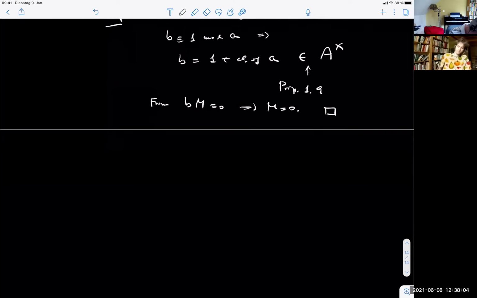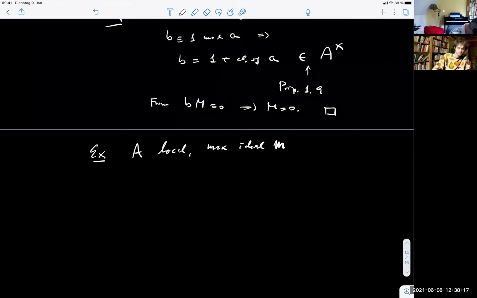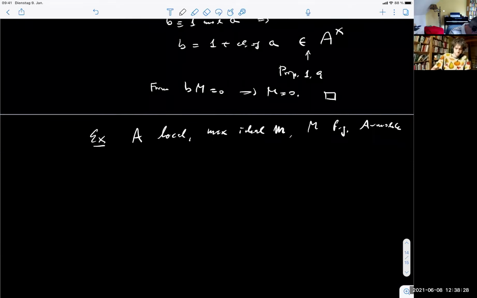So let's do this. Think of this example. A is a local ring. I have a maximal ideal M, a unique one because it's local. And M is a finitely generated A-module. Okay, a very common situation. And then the point is this, if I can write it as this implication, this is used very often. If M is not a zero module, then I get a proper submodule here.